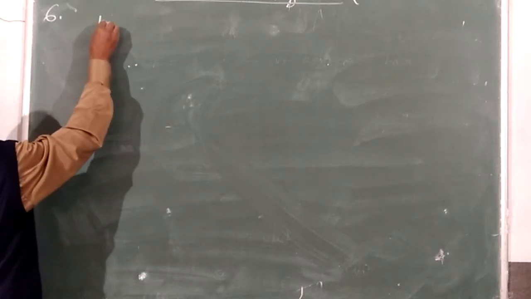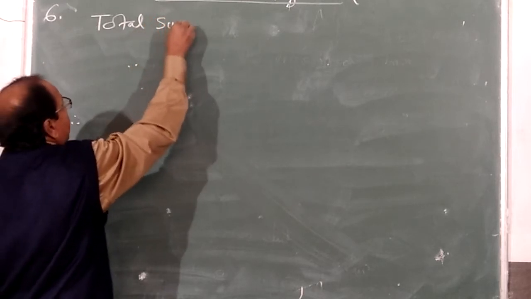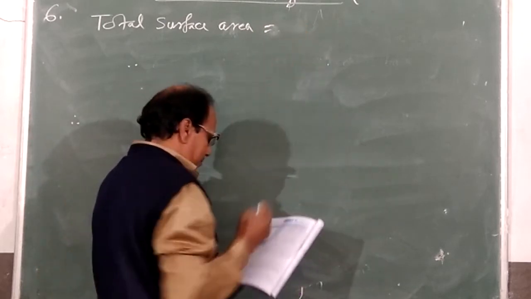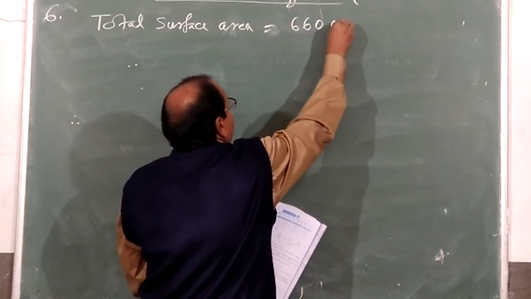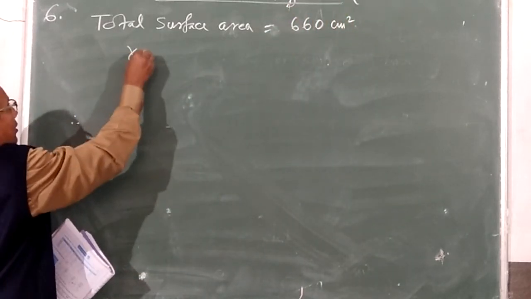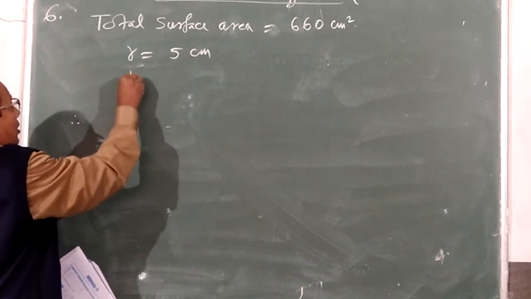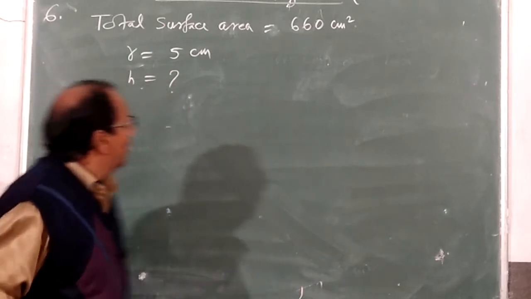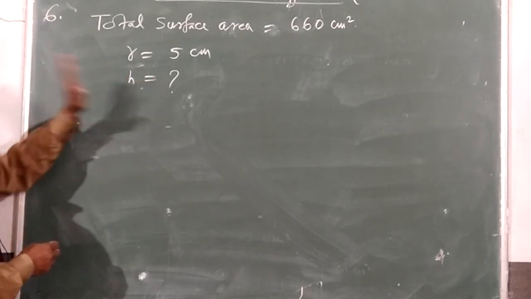Okay. Given total surface area equals 660 centimeter square and radius is given here 5 centimeter. Okay, we have to find out height of the solid cylinder. Now let's go for total surface area. Let the height be h.